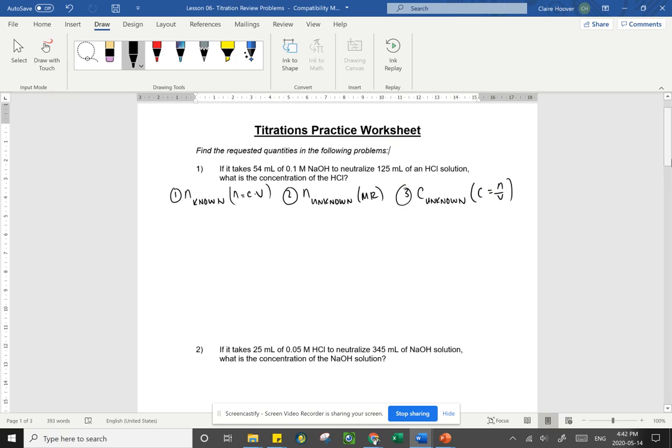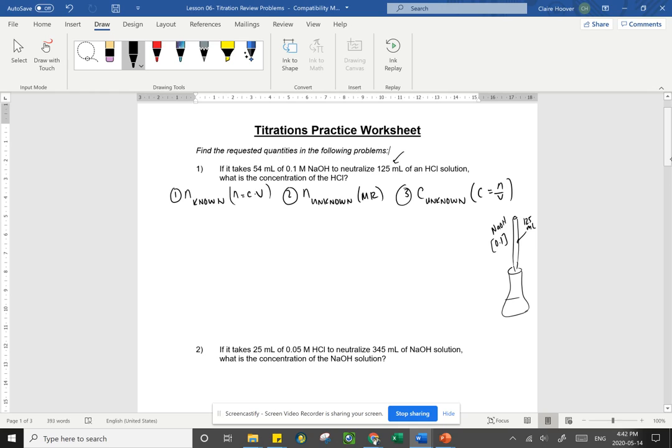titration problems. Okay, so first question says, if it takes 54 milliliters of 0.1 molar NaOH to neutralize 125 mL of an HCl solution, what's the concentration of the HCl? So what they're saying is, like we've seen before, you have your burette set up. You have your Erlenmeyer flask, okay? In your burette, you have NaOH. We know for a fact, because it's a standard solution likely, it's 0.1 moles per liter. And to turn the acid from clear to pink, we needed to use 125 milliliters. That's given to us in the question here.